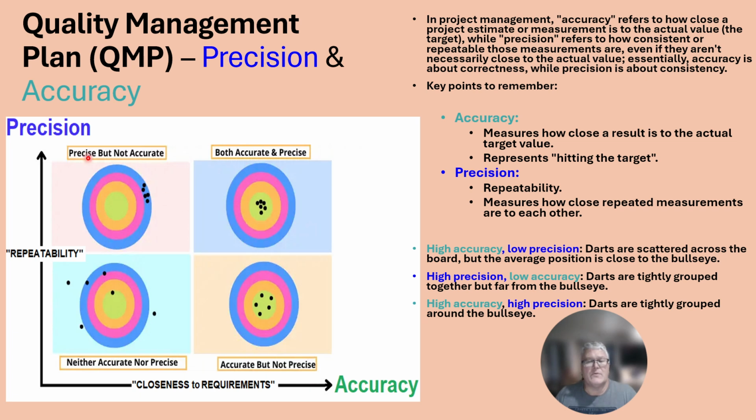Here is being precise but not accurate. So it's precise, we got a good grouping here, but we weren't very accurate. It wasn't where we actually wanted to be. And now here's an example of both precise and accurate. So accuracy measures how close a result is to the actual target value. It's hitting the target. Are you accurate? Yeah, I hit the target. But precision is doing it over and over again. It measures how close repeated measures are to each other.